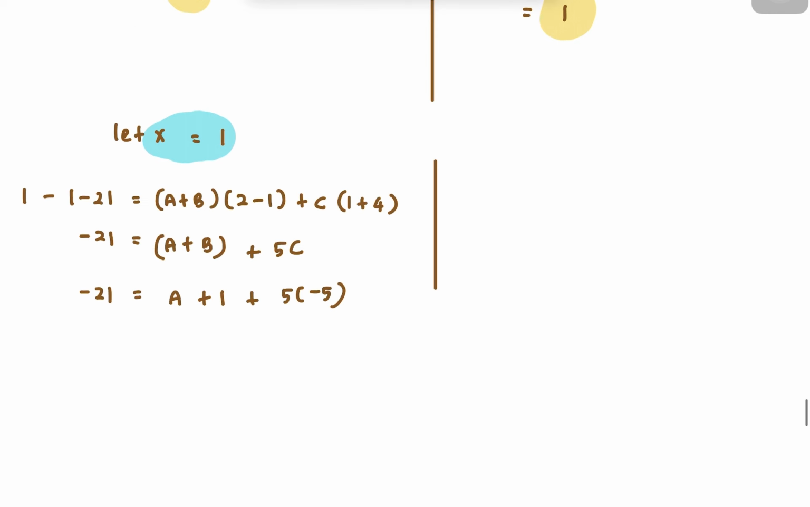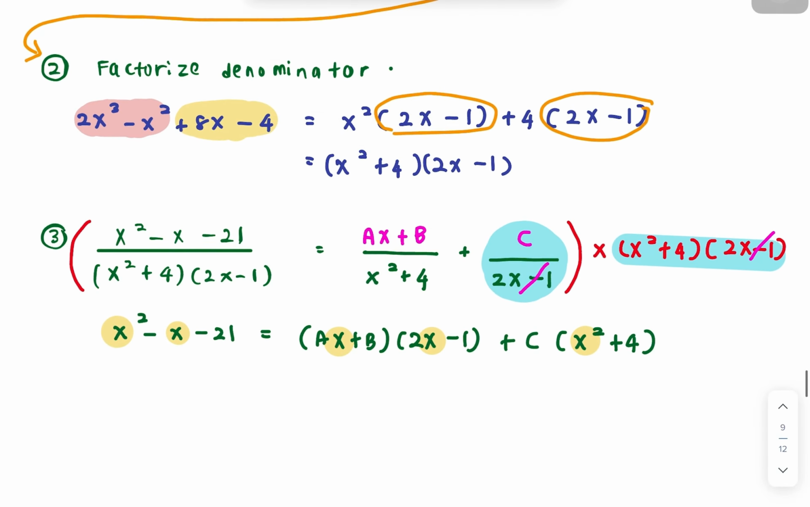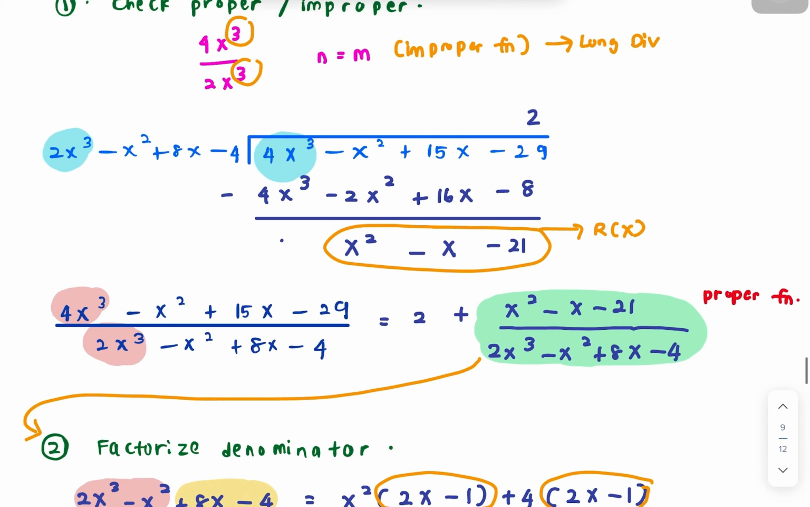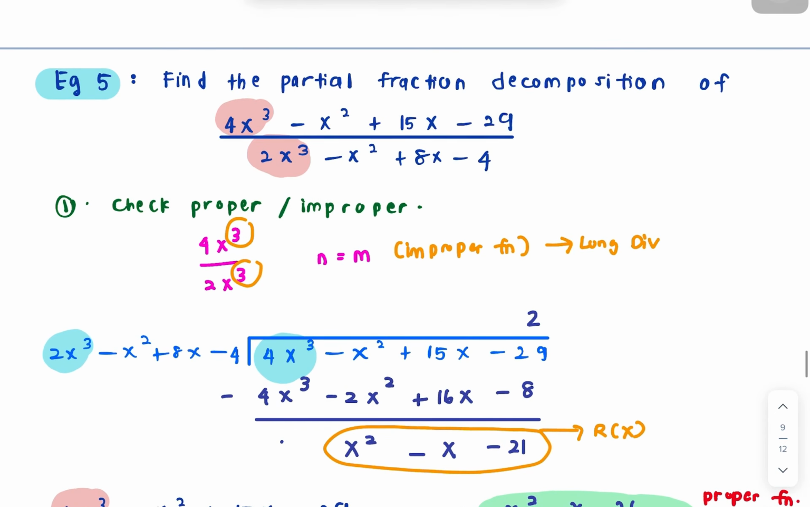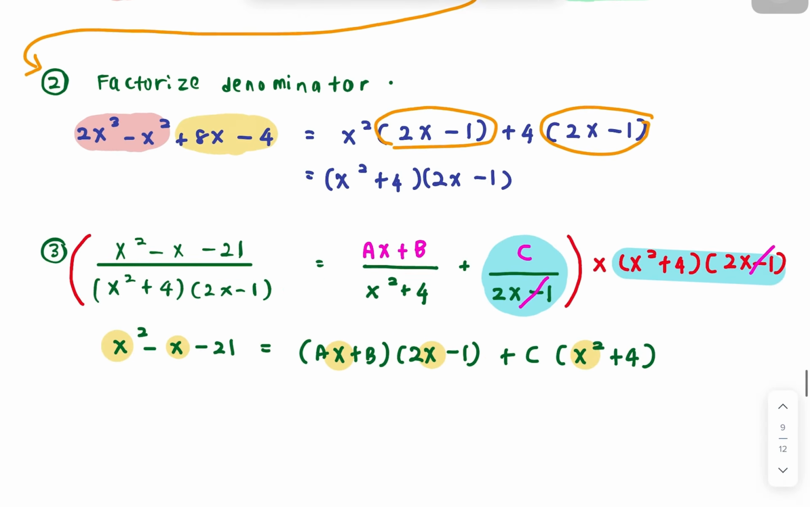Okay, so how to write your last answer? So let's look at the question back. The original question. This is your original question. So Madam just copy this one first. The original question. But this is improper, right? So what is the proper fraction just now? The proper fraction is this one. Okay. This is the proper fraction.